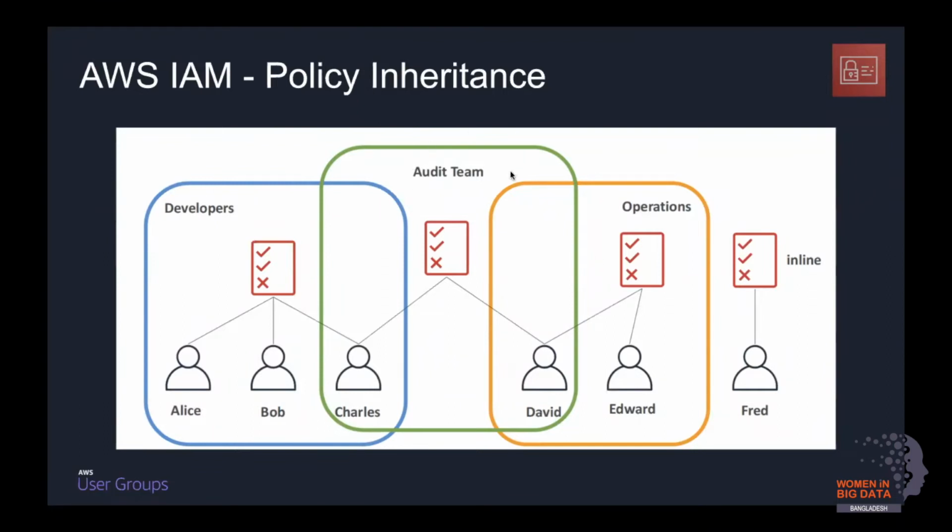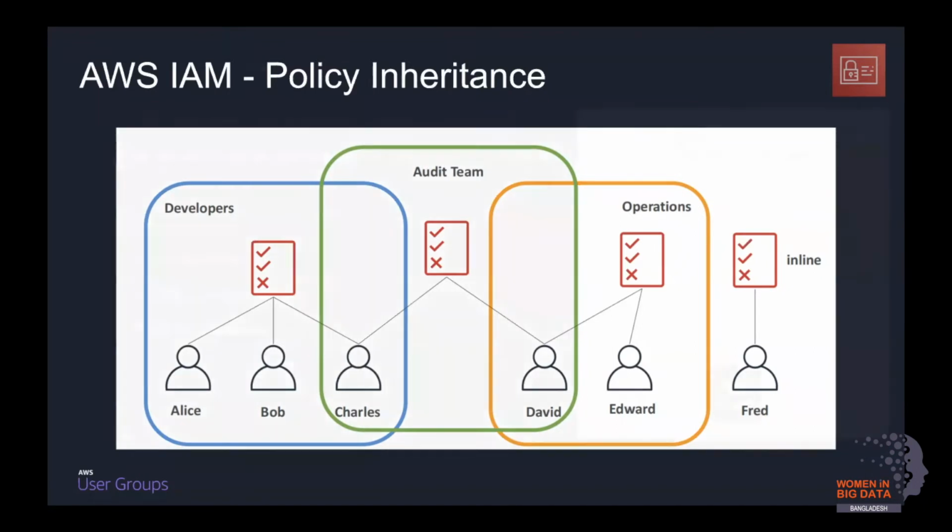Let's say the audit team gives a deny that Charles does not have the permission to launch an EC2 instance, right? Whereas the developer says you have the permission to launch the EC2 instance. By default, deny will hold a higher precedence and Charles will not be allowed to launch the EC2 instance. So that's the kind of conflict you will see many times when you have one user or a group of people inheriting two roles, where deny will always take a higher precedence.